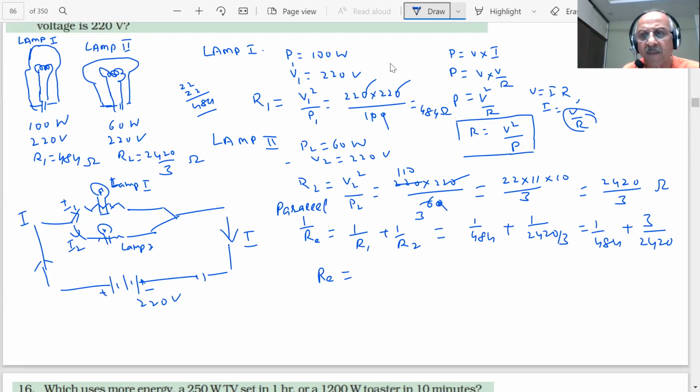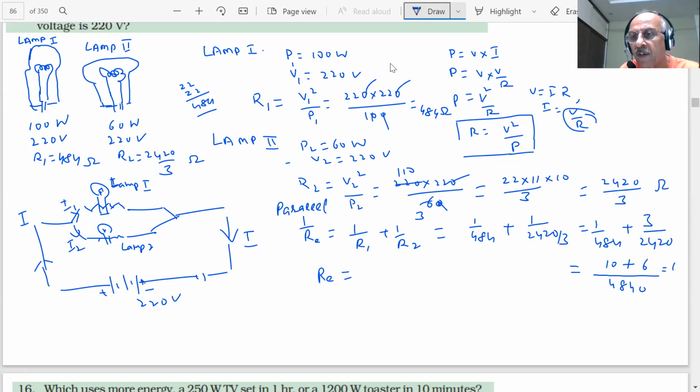How much is it coming? What will be the LCM of this? The 2... 4840. If I take it, students, what will happen? This will be 10. This will be how much? 2 into 3, 6.